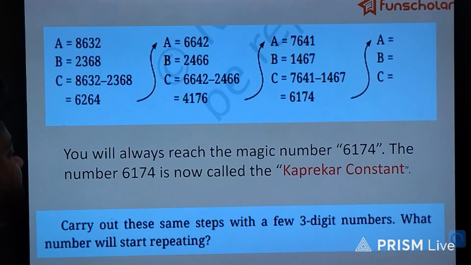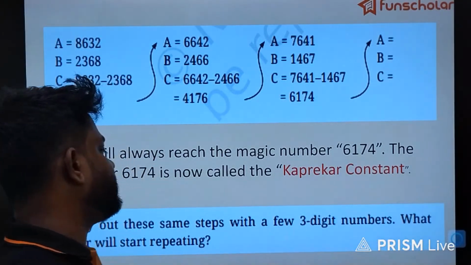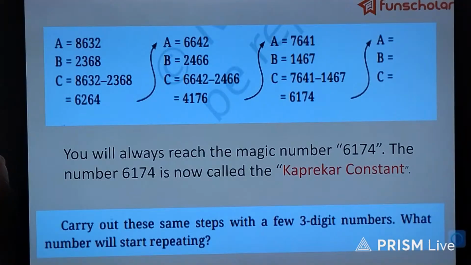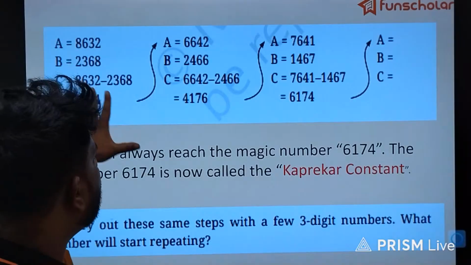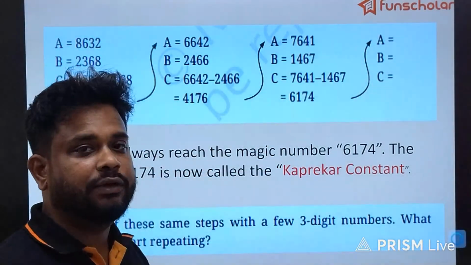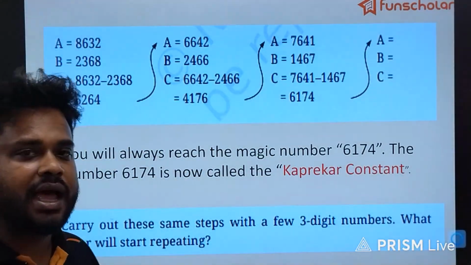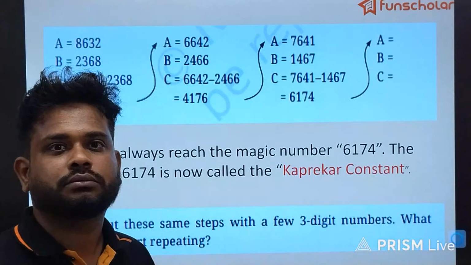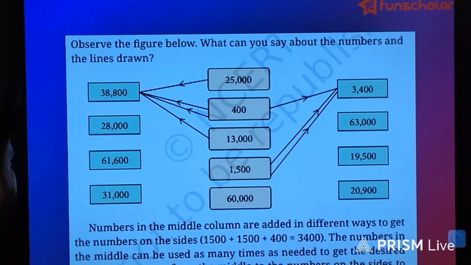Carry out the same steps with a few 3-digit numbers. What number will start repeating? Okay, so the number will go on and will start repeating if we subtract this and get a constant number. Okay, the next one.